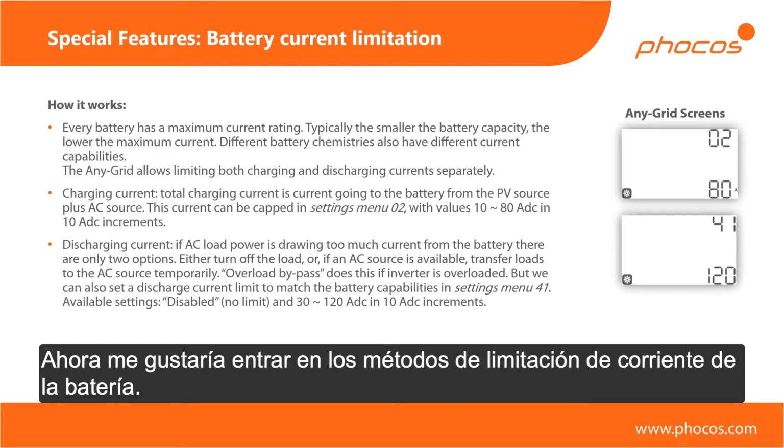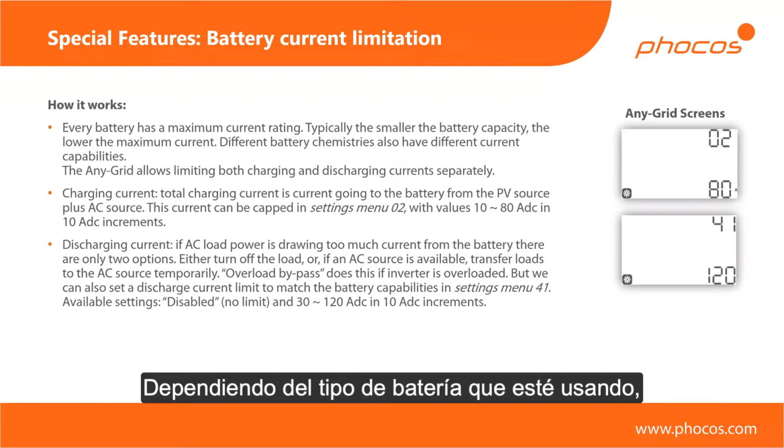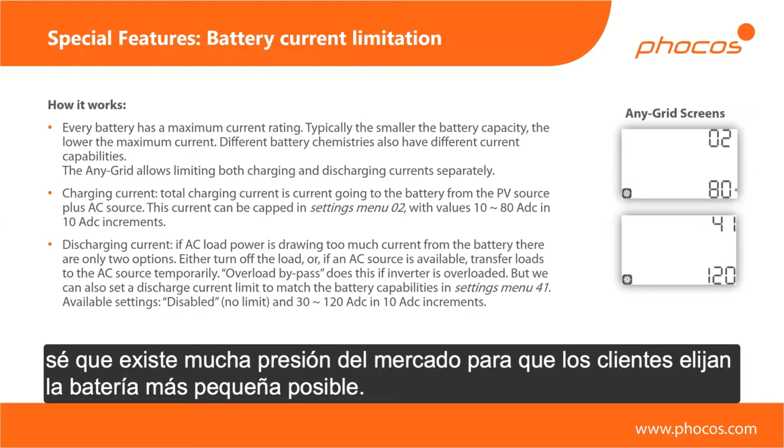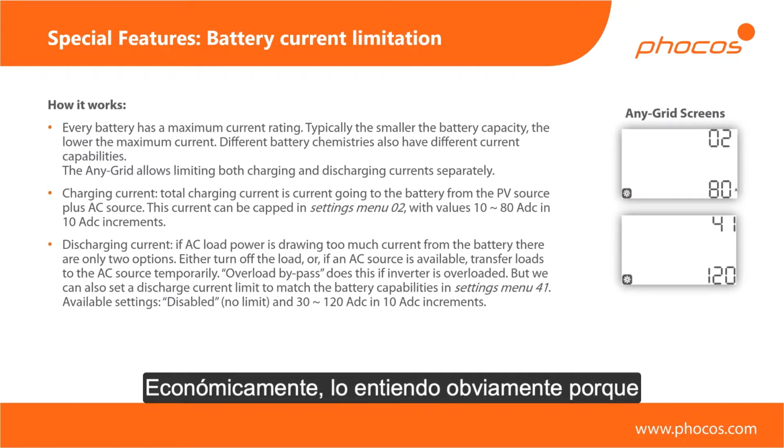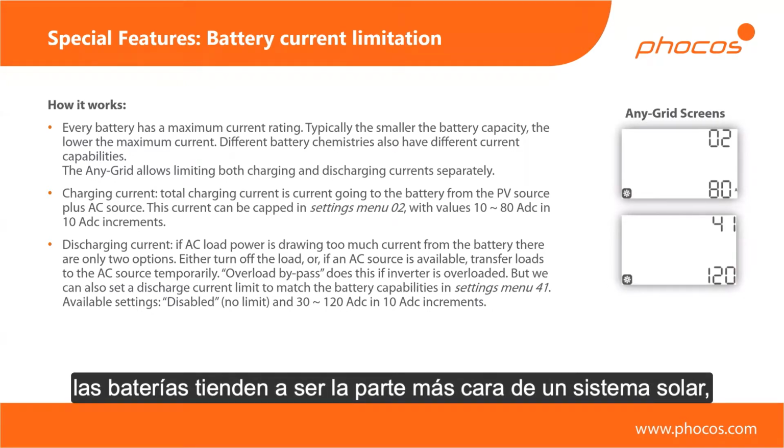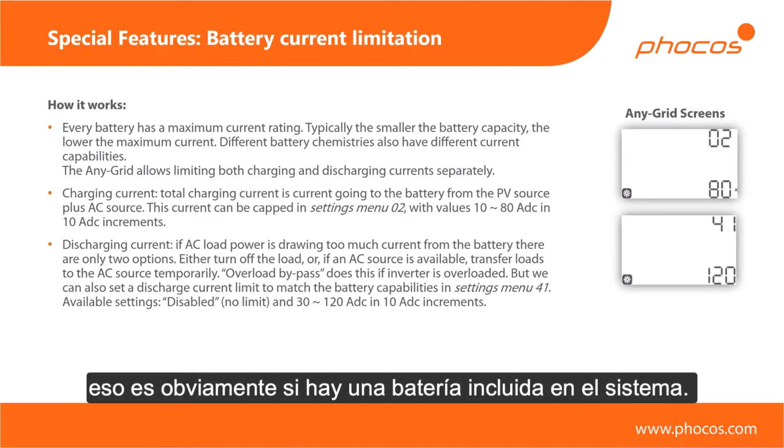Now I'd like to go into the methods of battery current limitation. Depending on what kind of battery you're using, I know there's a lot of pressure from the market and from customers to choose the smallest possible battery. Technically, that's not a good thing. Economically, I understand that, obviously, because batteries tend to be by far the most expensive portion of a solar system, if there is a battery included in the system.